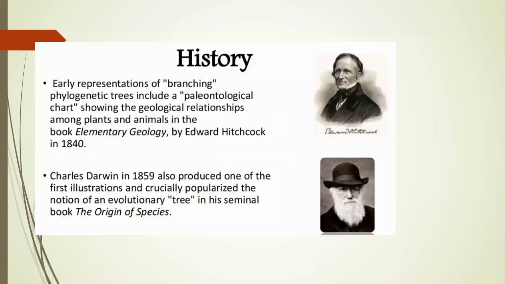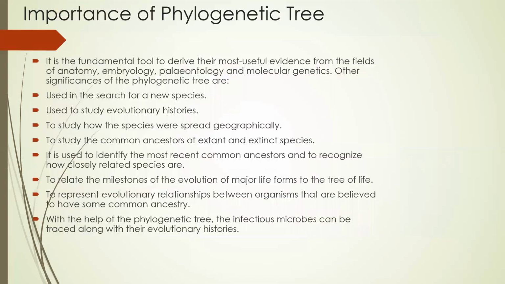So let us look into the history. The branching of the phylogenetic trees included a paleontological chart showing the geological relationships among plants and animals in the Book of Elementary Geology by Edward Hitchcock in 1840. Charles Darwin in 1859 also produced one of the first illustrations and crucially popularized the notion of an evolutionary tree, in the seminal book, The Origin of Species.